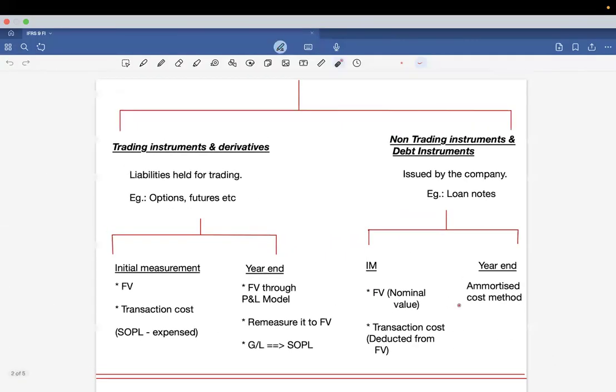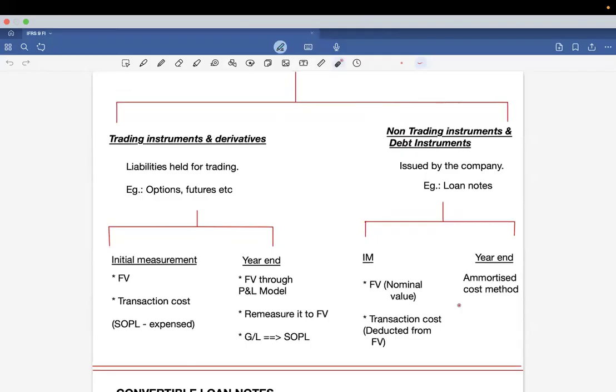Now, how do you record a financial liability? For that, you just need to make sure under what type you are buying that financial instrument. The liability can be divided into two: trading instruments and derivatives, and non-trading instruments and debt instruments. Derivatives you are going to study in detail in your FM and AFM. Here in FR, you don't really need this. I'm not going to go into detail and ruin your FR.